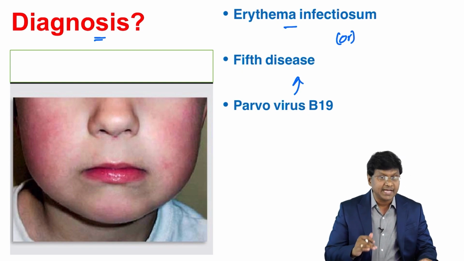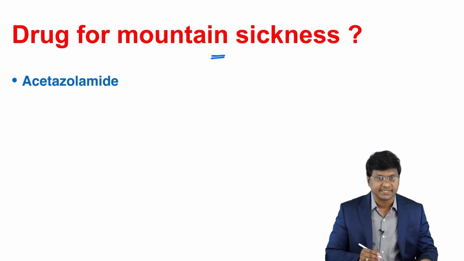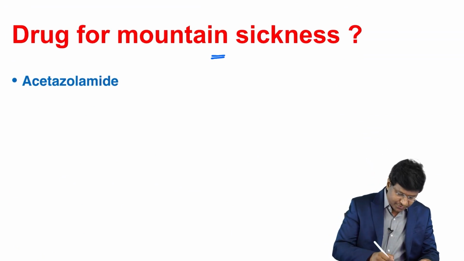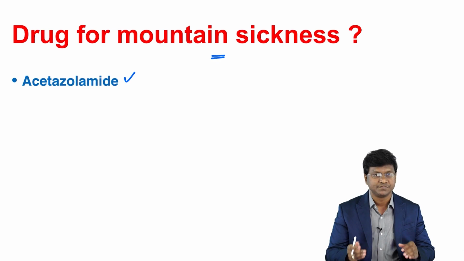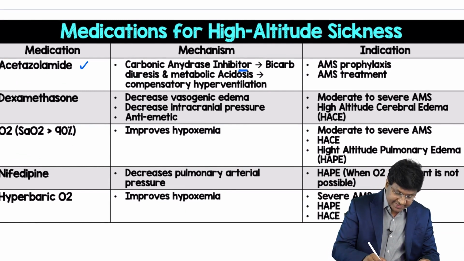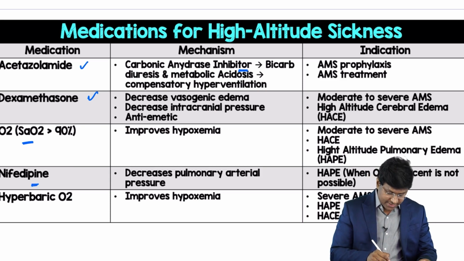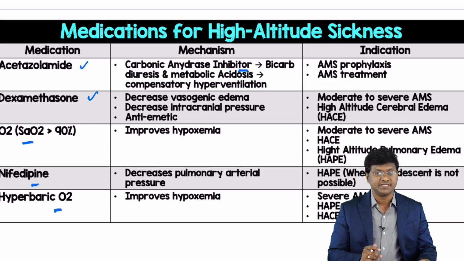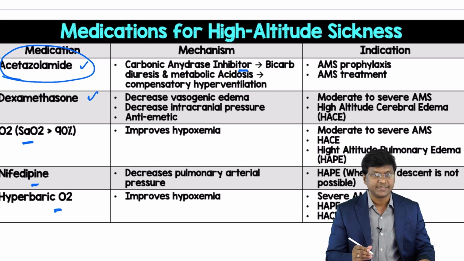Okay. Next. Another important question asked was, what is the drug that you will give for the treatment of mountain sickness? And the answer among the options given to you is acetazolamide. If you see the other medications which are given for high altitude sickness, number one is acetazolamide, which is a carbonic anhydrase inhibitor. Then we have dexamethasone, and you need to give oxygen and maintain saturation above 90%. Nifedipine, which is a calcium channel blocker, and hyperbaric oxygen, which will improve the hypoxemia. So these are the medications given for high altitude sickness, right? And the answer among the options given to you is acetazolamide.